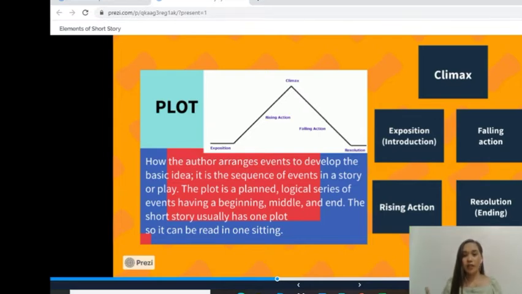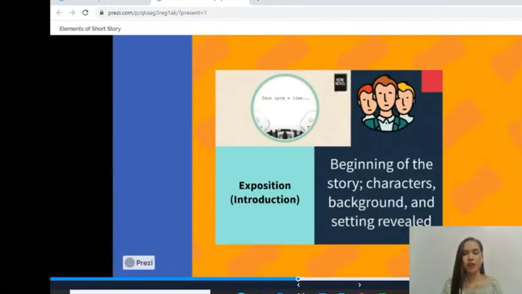How are we going to arrange the plot? First, we have here the parts of the plot. First, we have exposition or the introduction. The beginning of the story, characters, background, and setting are being revealed. It's something to do with introducing the character, who will be the protagonist or antagonist in this short story.